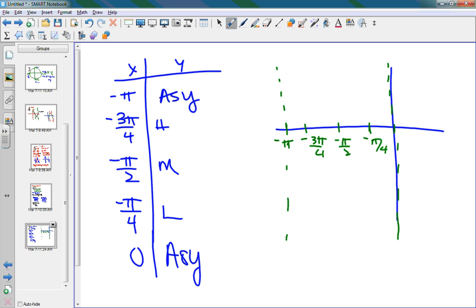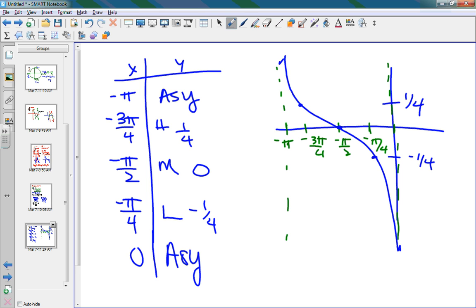What's my high? 1/4. What's my middle? And what's my low? Negative 1/4. So at negative 3 pi over 4, I'm going to be at 1/4. At negative pi over 2, I'm going to be at 0. And at negative pi over 4, I'm going to be at negative 1/4. So what I have going on here is something that looks like this. Do we see that cotangent graph, yes or no?